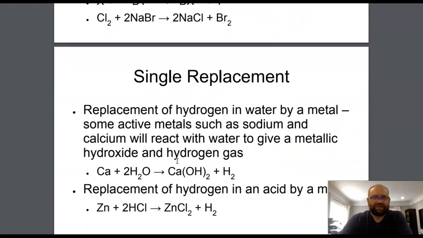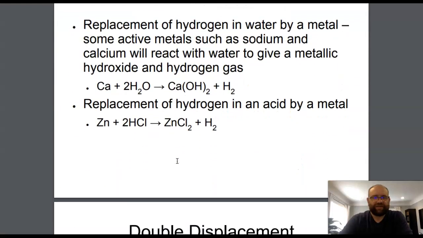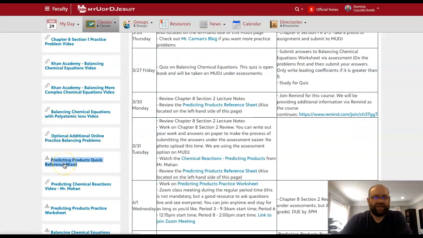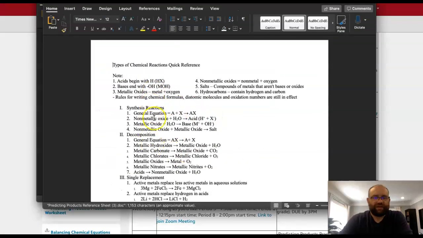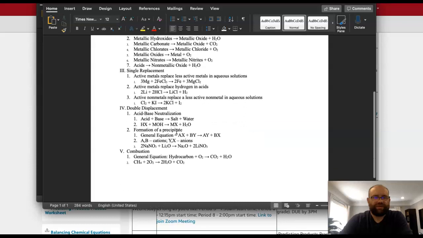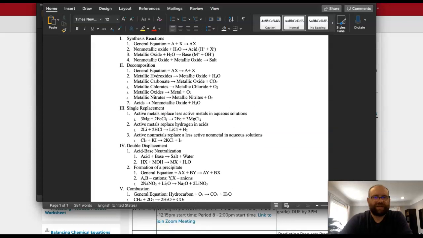Here we have some other single replacement examples. Just a reminder, you can find these single replacement examples on the Predicting Products Quick Reference Sheet. Once again, select that. Here we have two windows of the same document. Use this document. Get comfortable with it, guys.